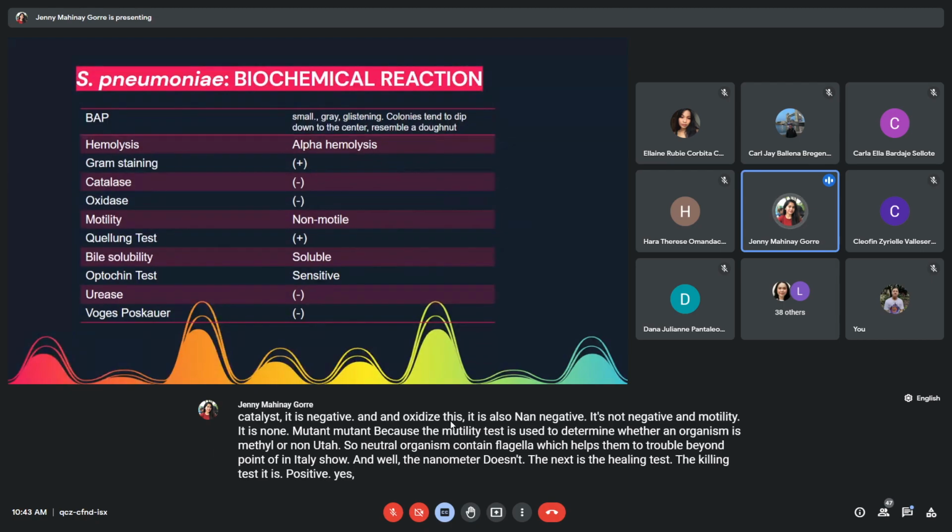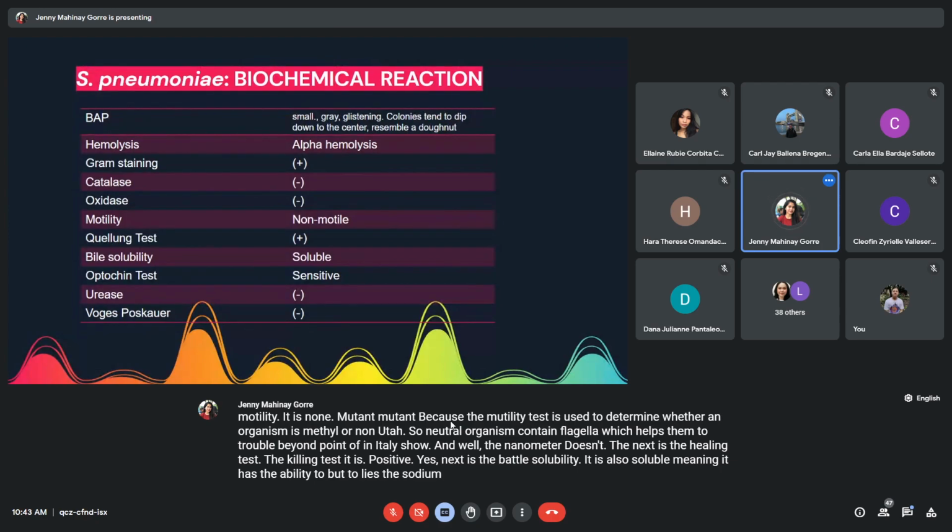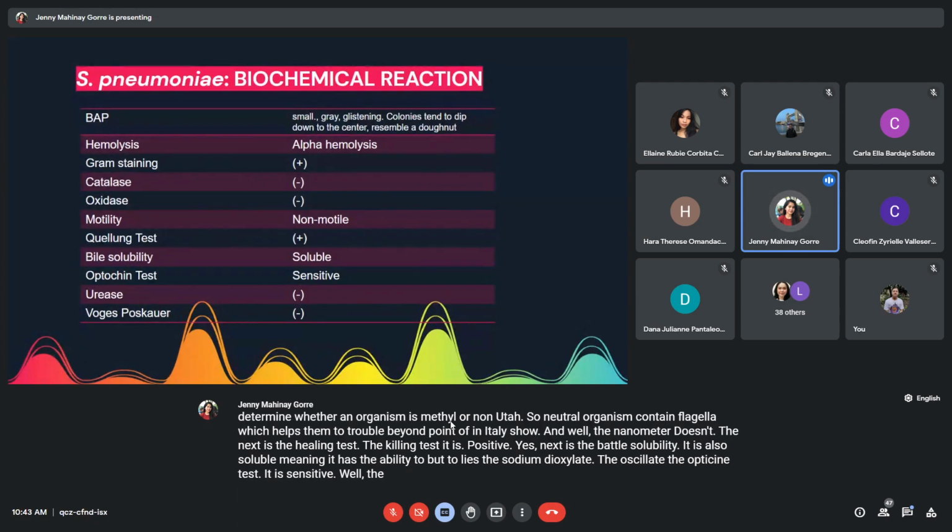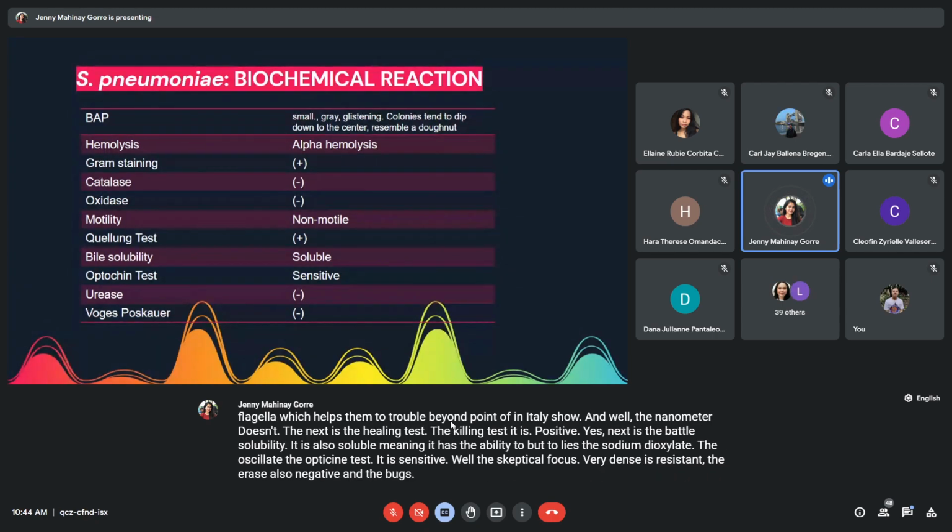Next is the bile solubility. It is also soluble, meaning it has the ability to lyse in sodium deoxycholate. The optochin test, it is sensitive, while the Streptococcus viridans is resistant. The urease is also negative, and the VP is negative.